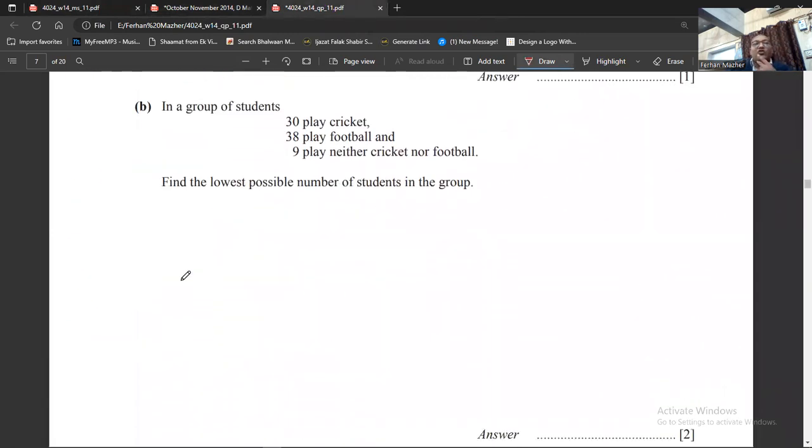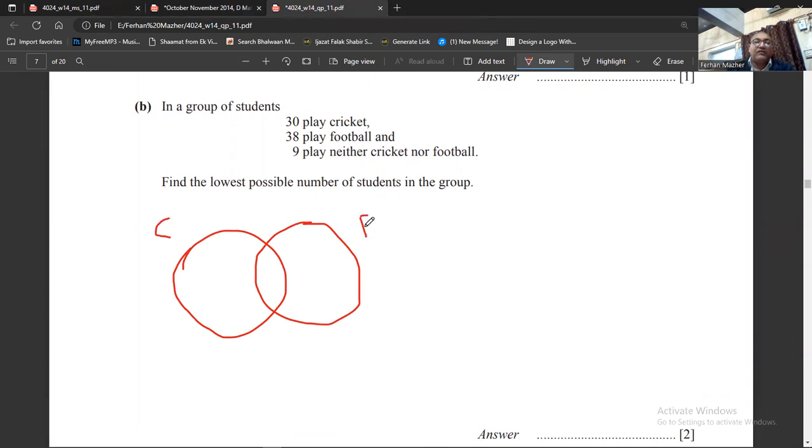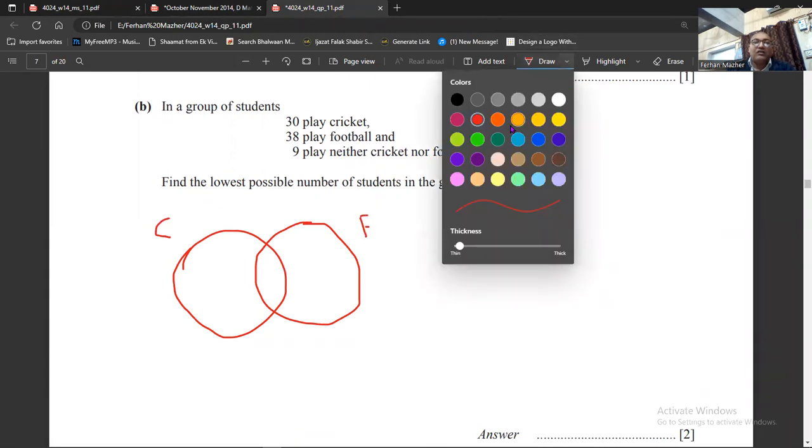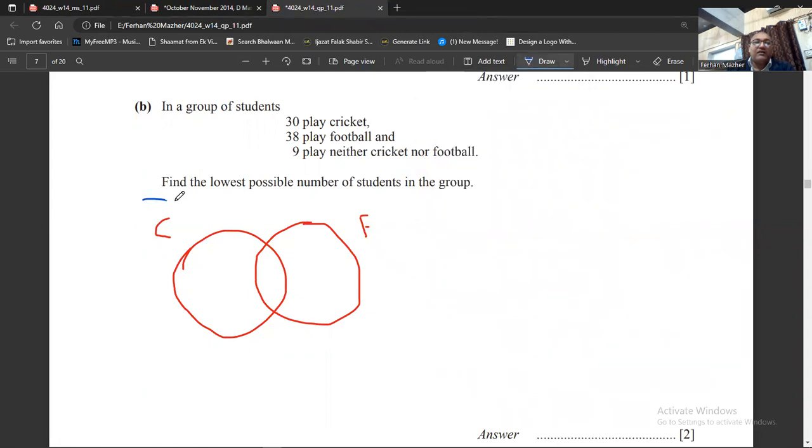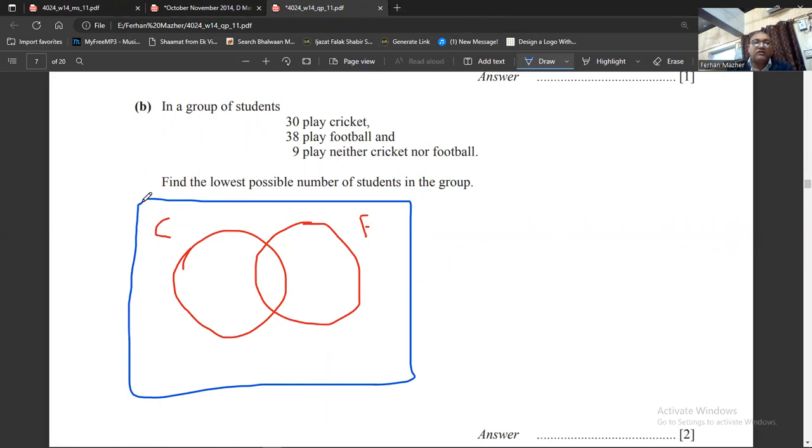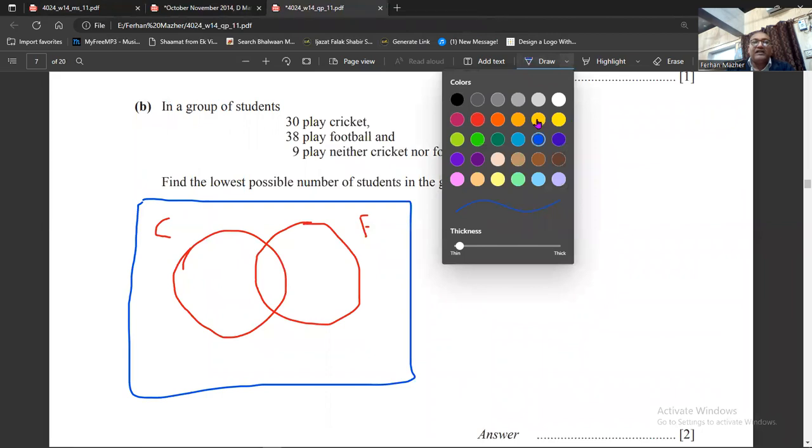Then we have, he says in a group of students, 30 play cricket, 38 play football, and 9 play neither cricket nor football. Find the lowest possible number of students in the group. Okay. So we will make 2 circles, one for the cricket and one for the football. And this is my Venn diagram. Okay. So there are some people who play nothing. And there are 9 people.